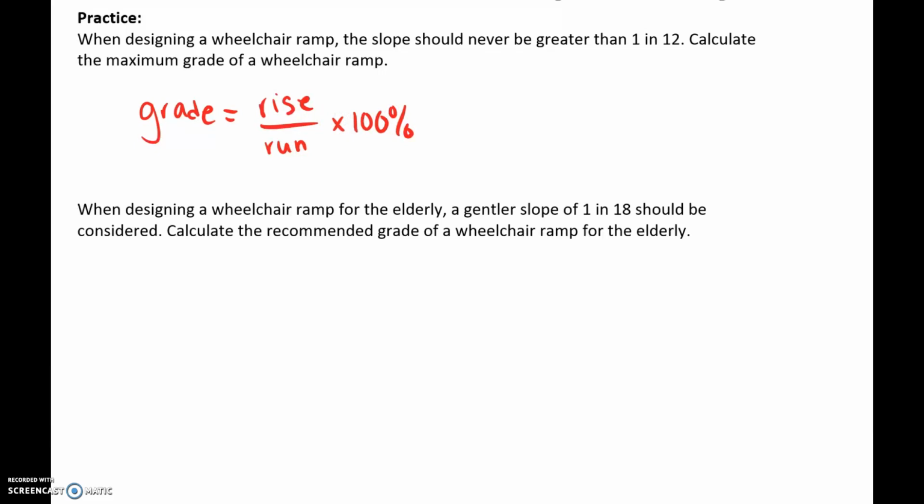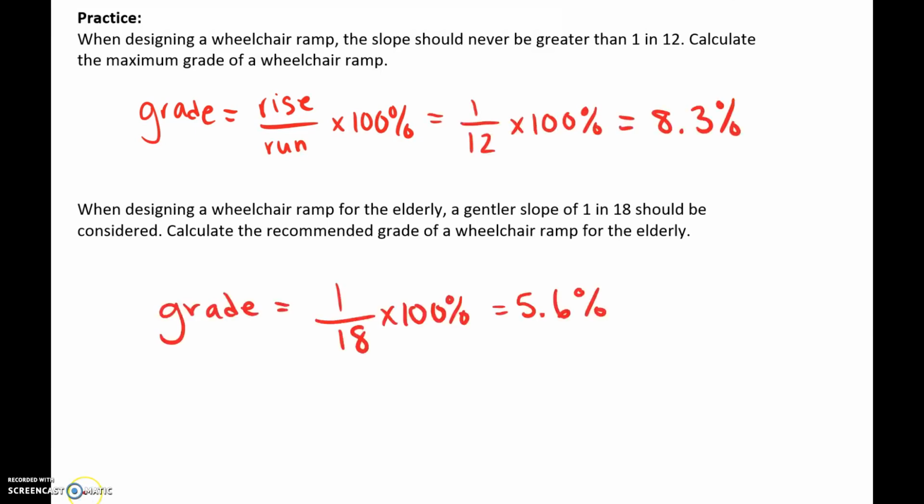Pause the video and then check your answer. Round your values to 1 decimal place. The answer for the first question is 8.3%. The answer for the second question is 5.6%. If you have any questions, please don't hesitate to contact your instructor.